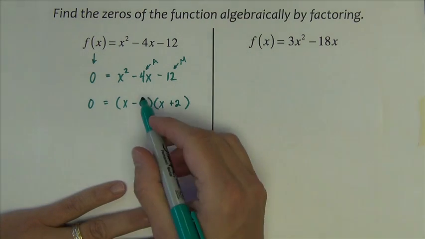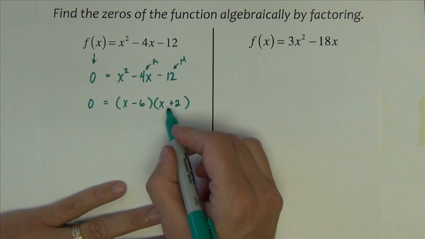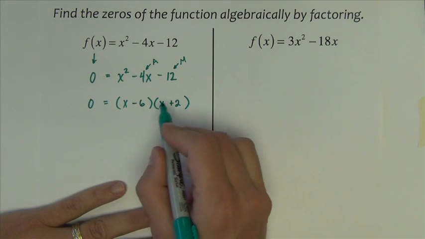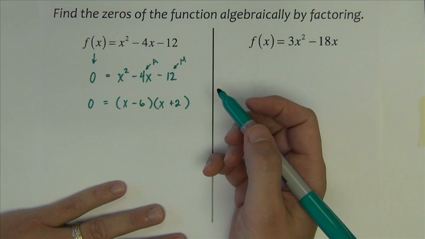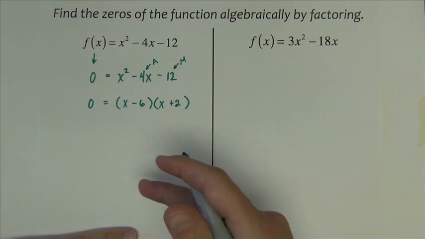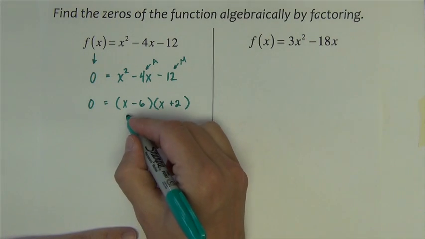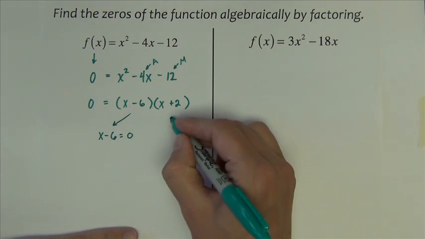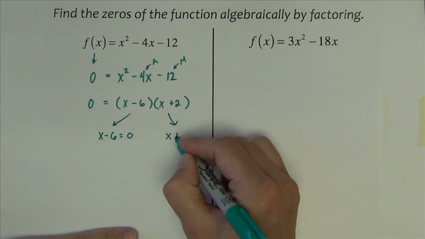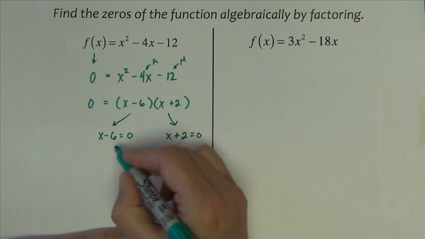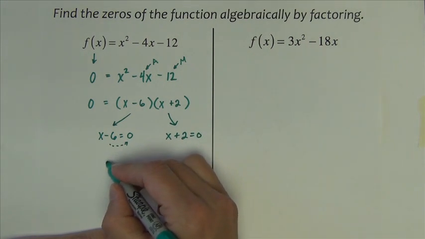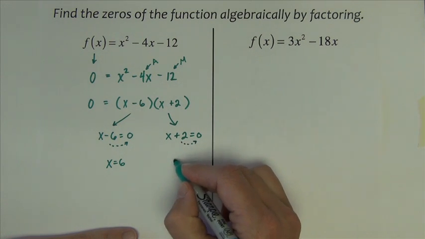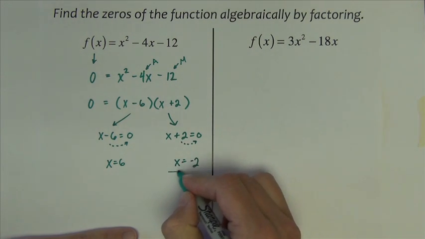if we have a product of two numbers and their answer is 0, then that means one of these two numbers must have been 0, because 0 times something is the only way to get 0. So what we do is we set this factor equal to 0, and we set this factor equal to 0. We add the 6 over, we get x equals 6. We subtract the 2 over here, we get x equals -2.